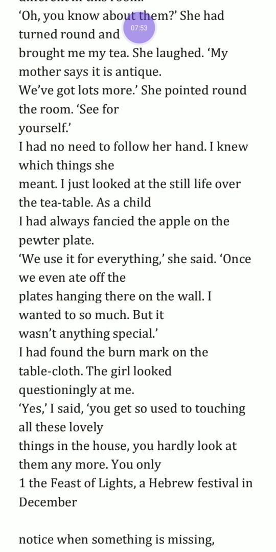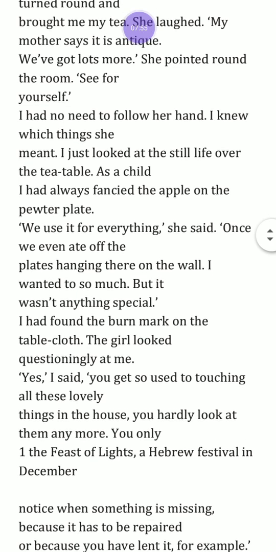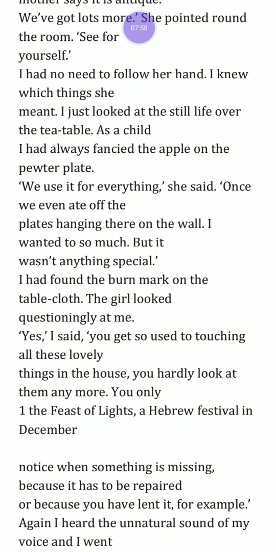I had no need to follow her hand. I knew which thing she meant. I just looked at the still life over the tea table. As a child, I had always fancied the apple on the pewter plate. Now she could remember and relate the memories with the things, with the spoons, the pewter plate, the cups. When she was a child, she had used all these things in her life, and how she had used everything came to her mind.